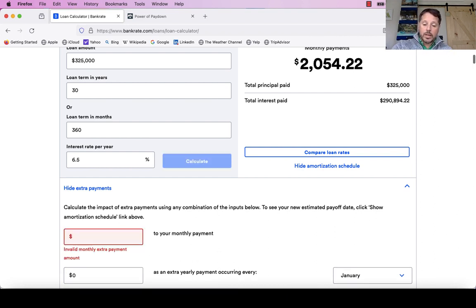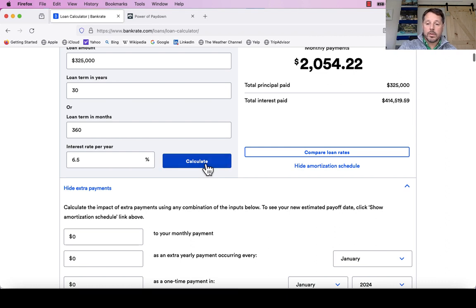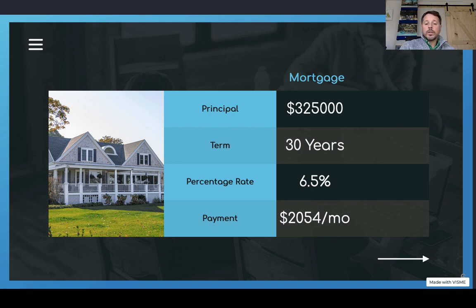Remember that before this, we were looking at over $400,000 in interest paid. Now we're going to put in $500 extra per month. Our interest paid over the life of our loan is now going to be $227,000. That extra $500 per month is going to save you almost $200,000 in savings. So let's recap.